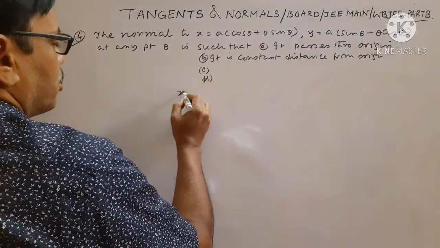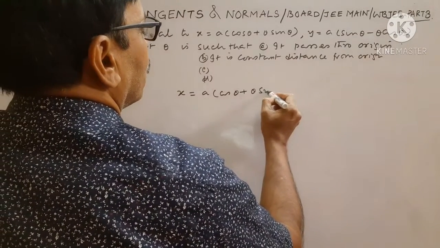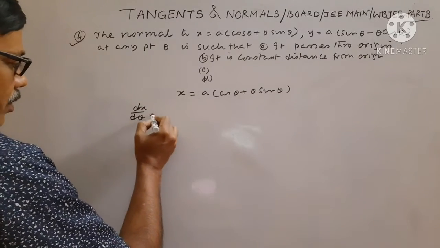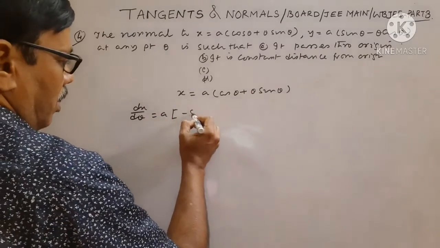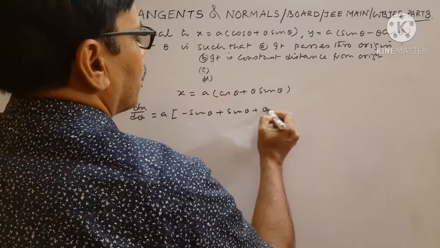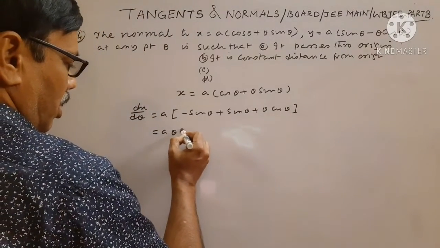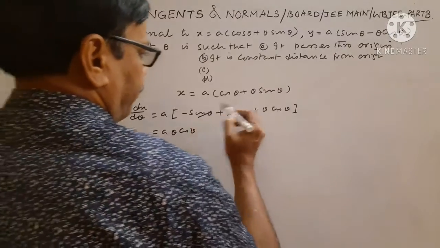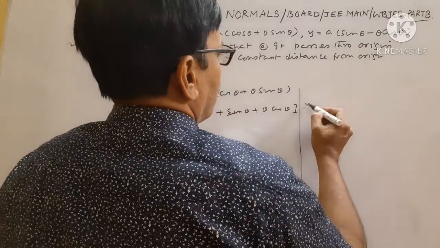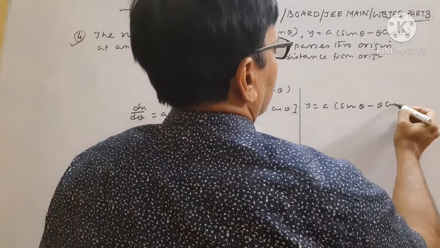x equals a (cos theta plus theta sin theta). So, what is dx by d theta? a unchanged, minus sin theta plus sin theta plus theta cos theta, by the product rule of derivative. So, a theta cos theta. Now, y equals a (sin theta minus theta cos theta).